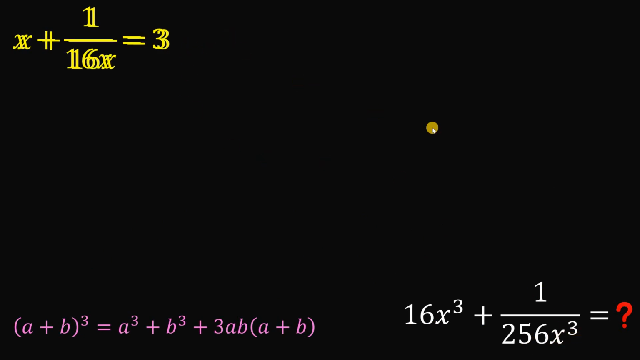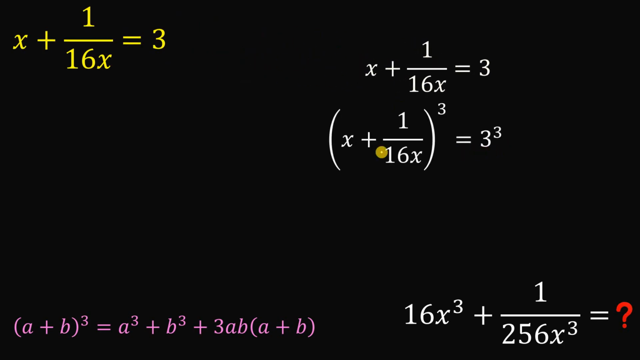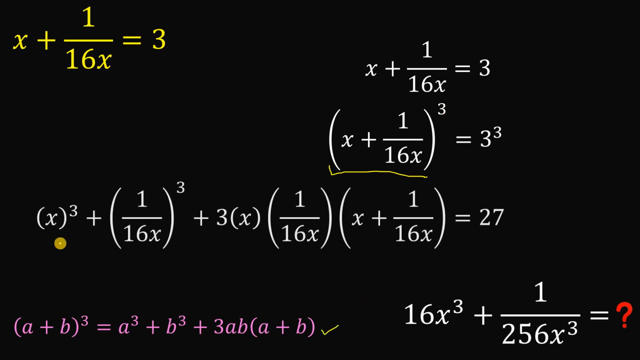Now, let's get our equation. And then what we're going to do is to cube on both sides. On the left-hand side, we have x plus 1 over 16x raised to the power of 3. And using this identity, the left-hand side is simply equivalent to x cubed plus 1 over 16x raised to the power of 3 plus 3 times the product of x and 1 over 16x, multiplied by x plus 1 over 16x. And 3 cubed is simply equal to 27.